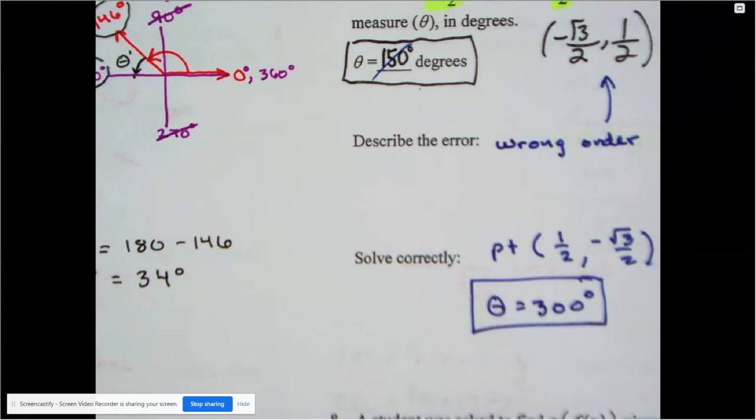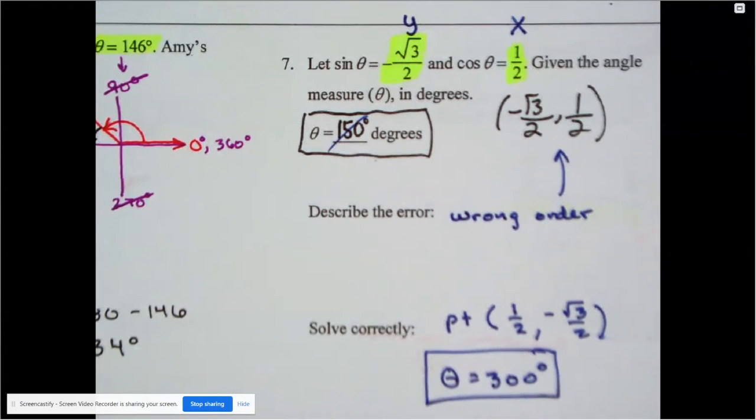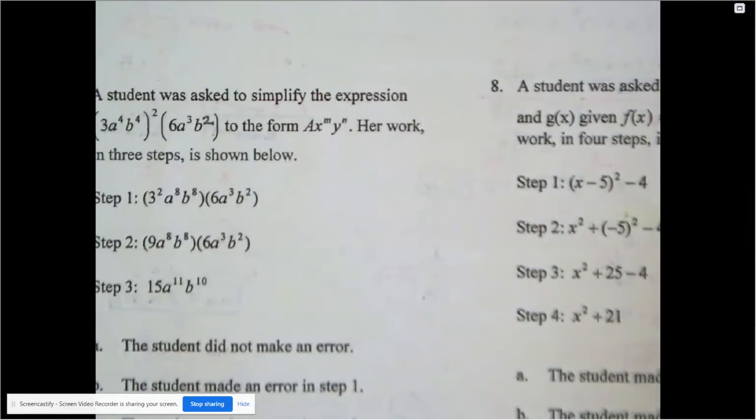Okay, but you have to write it as a point, and you need to write it correctly. That's why you have to know who's your x, who's your y, but that's what people are missing in their word wall. All right, 2 more to go. We got to get to that test.